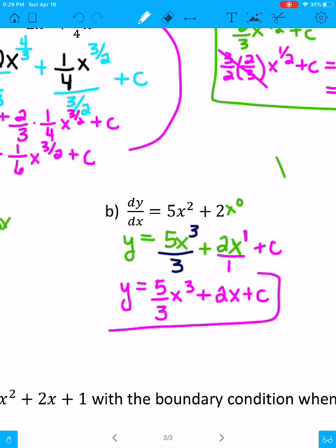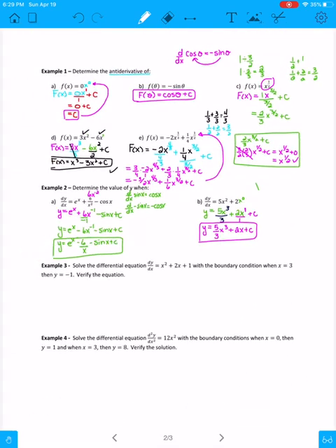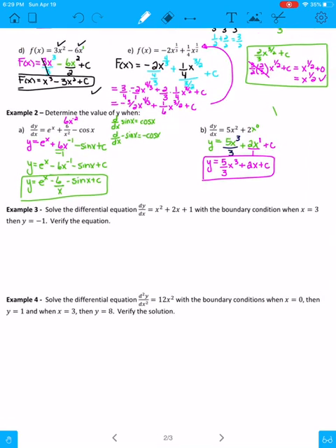Boom. And remember, I can take the 3 and multiply it in front, then I get 5x squared plus 2, and I can check to make sure I get back to my original. So I can always check these. Okay, so for all of these, I had to just put a c because I couldn't do anything better. I couldn't find out what that c was.